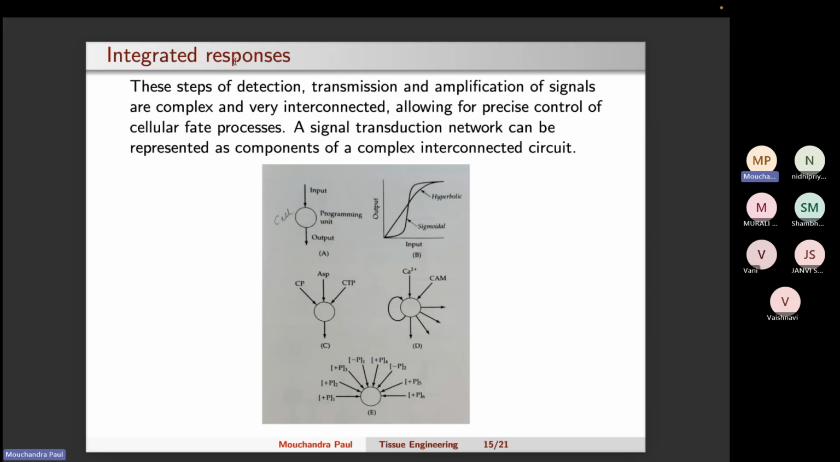This interaction is happening in such a way that they precisely control all sorts of fate processes, whether it's cell migration, division, differentiation, etc. All these are happening in a precise manner. So you can visualize this interconnected nature of the signaling pathways as circuits, interconnected circuits.